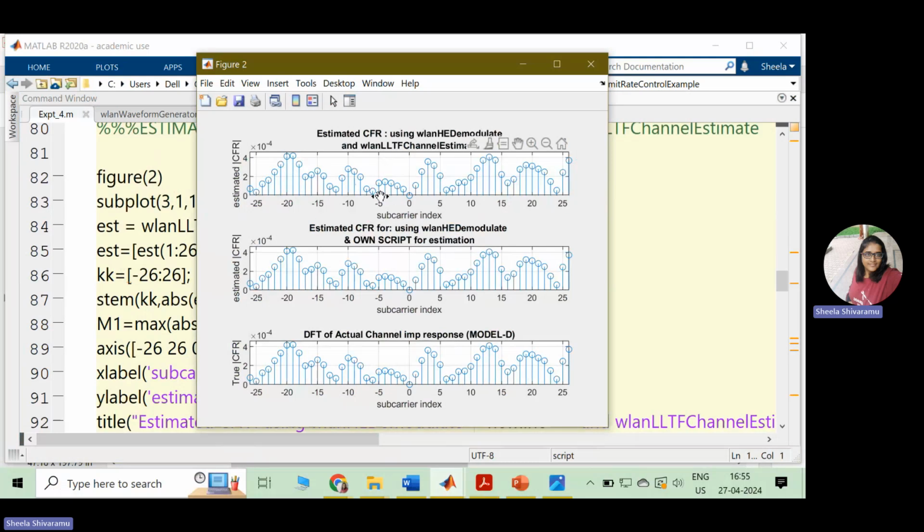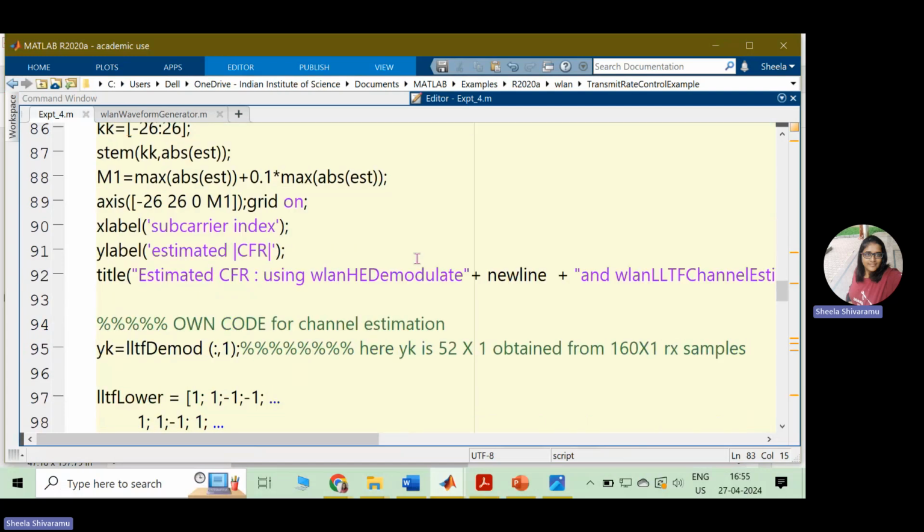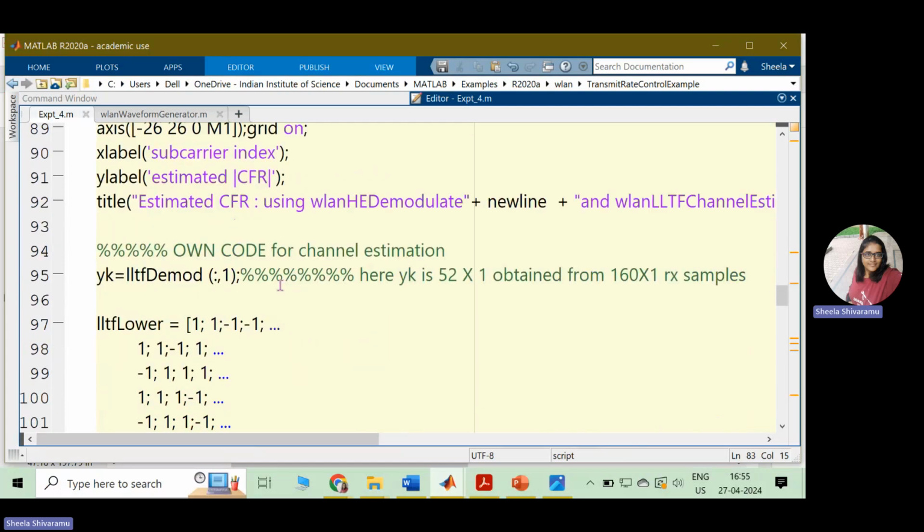So the first plot is the estimated CFR using WLAN HE demodulate, that is, doing the FFT of the received LLTF waveform, and then the WLAN LTF channel estimate function does the channel estimation on these occupied subcarriers. Next, I'm going to write my own code for channel estimation and see how it works.